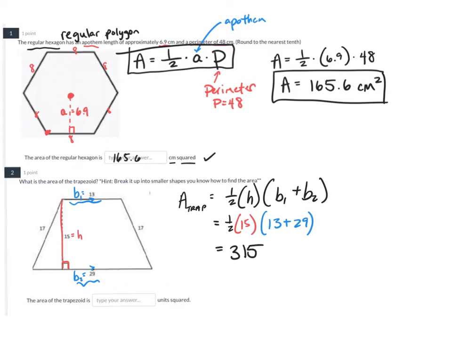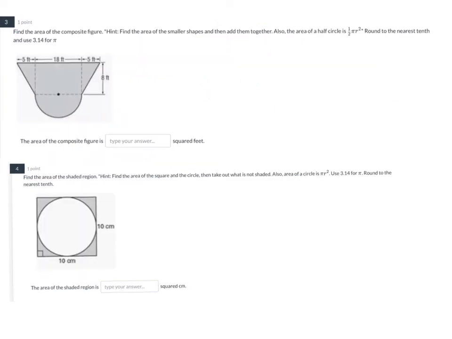So I had to make sure I did the addition first, in the parentheses, right? You do what's in the parentheses first. Cool beans. So I got 315, and that is in some type of units squared. So 315 units squared.